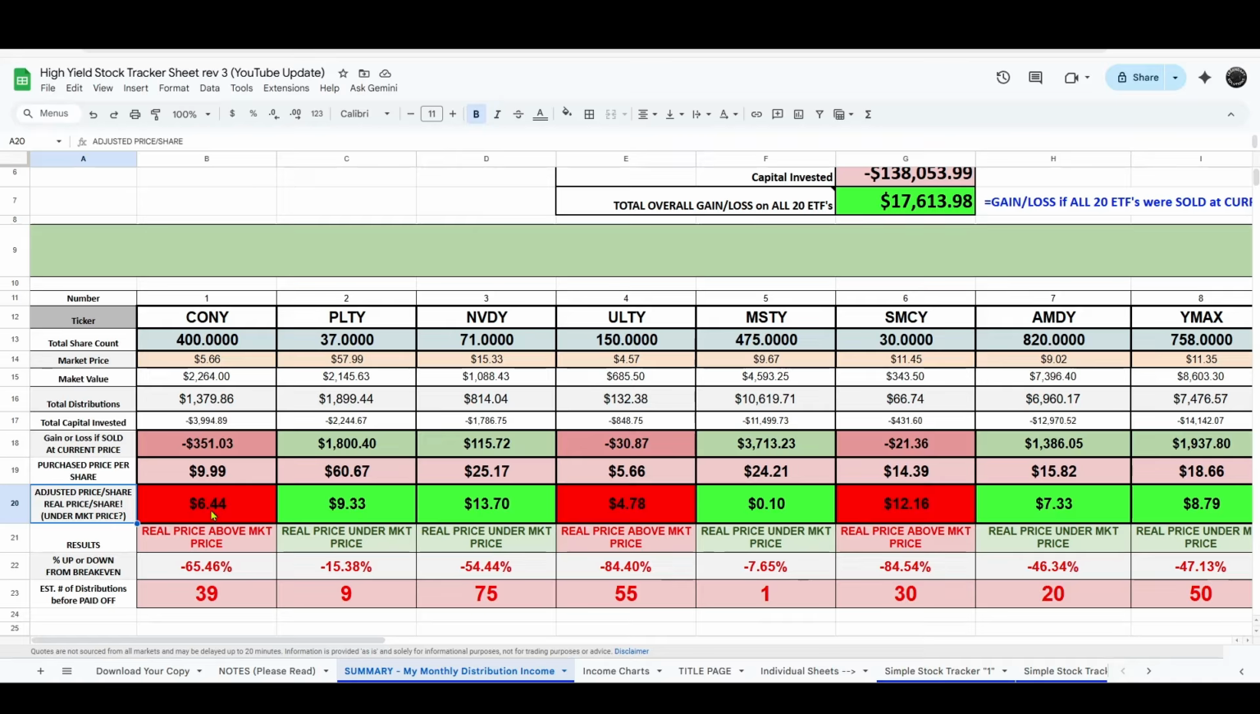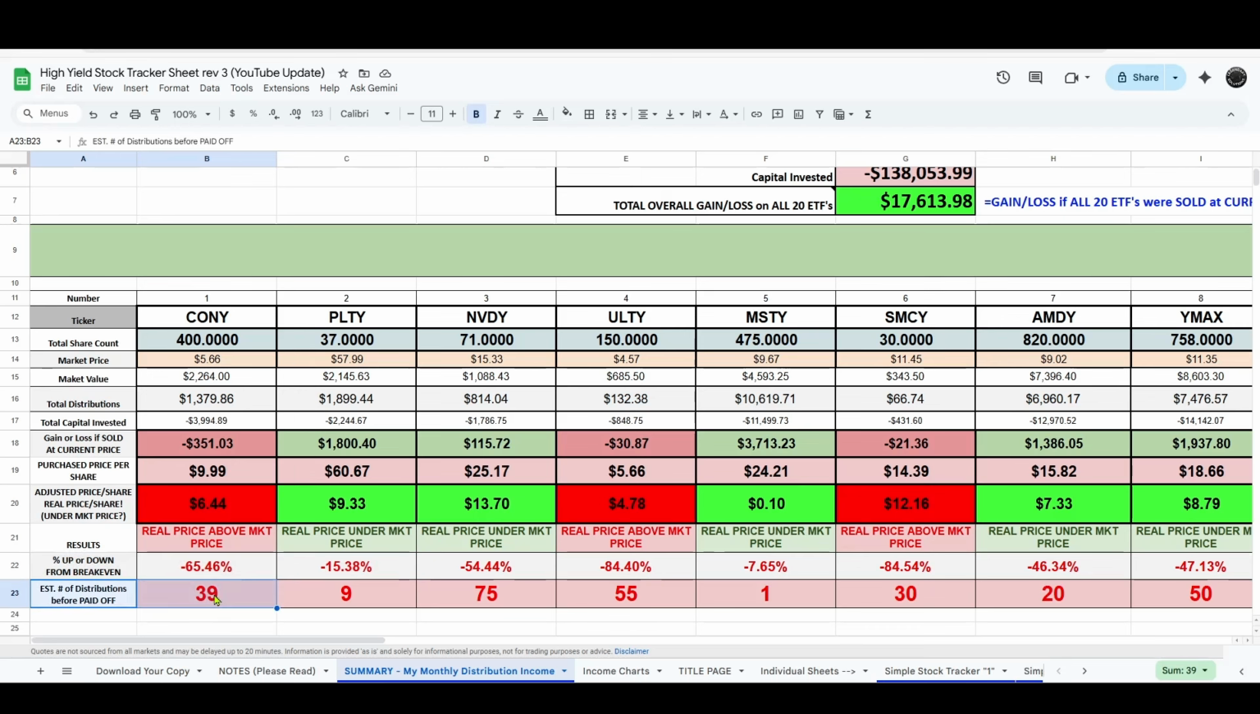If it's red, that means your real price per share is currently over the market price right here, okay? And as you can see, my real price per share being $6.44 and the market price being $5.66. Therefore, it is red because if I were to sell my shares, I would lose money. I would lose $351 versus on PLTY, I will make $1,800, okay? And then it just spits out a result here if your real price per share is above the market or if it's under the market price, and your percentage that you still have left at risk.